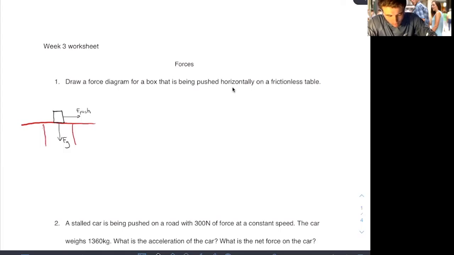So we call this the normal force. Fn for the normal force. Our box is only being pushed in the horizontal direction, not moving in the vertical direction. So we're going to have a balanced force in the y-axis.